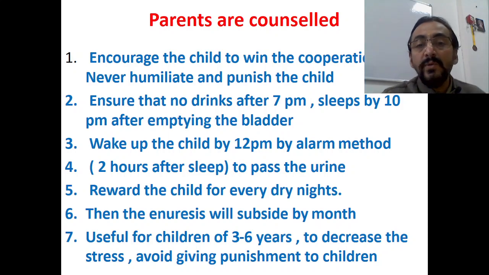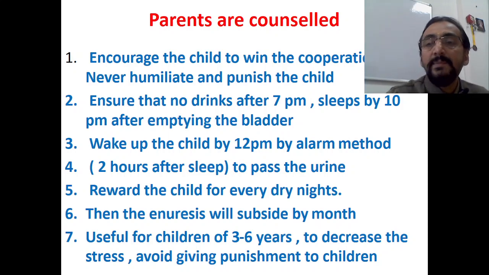Okay. Ensure that there are no drinks after 7 p.m. Make the child sleep by 10 p.m. after emptying the bladder. Wake up the child at 12 by the alarm method. The alarm method is one of the best methods initially. Keep an alarm at 12 or 2, etc. Then compulsorily wake up the child and make him pass the urine. Then he goes to sleep again.